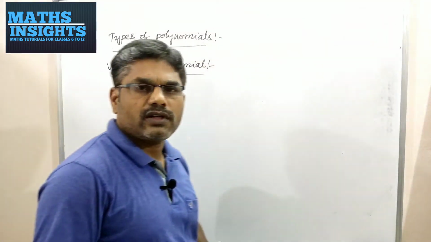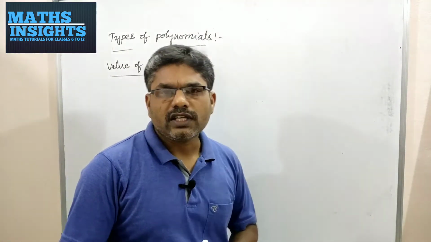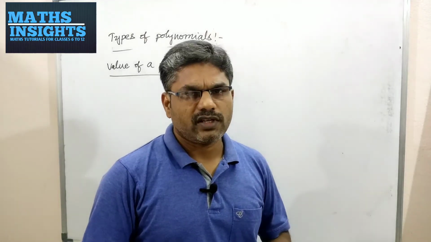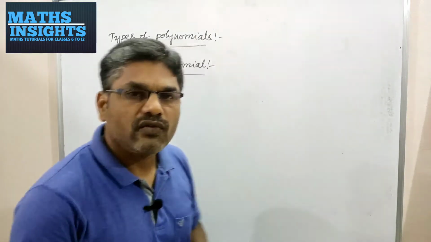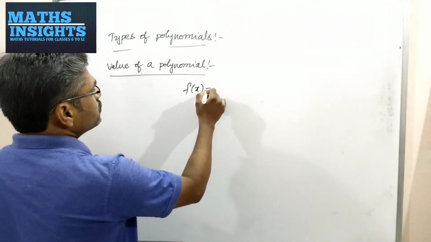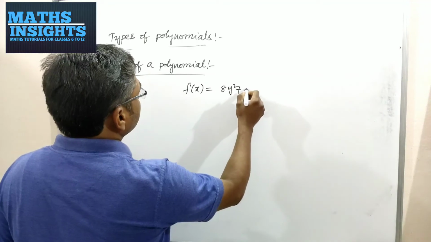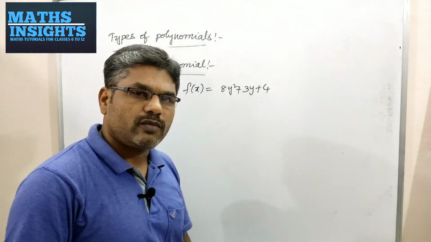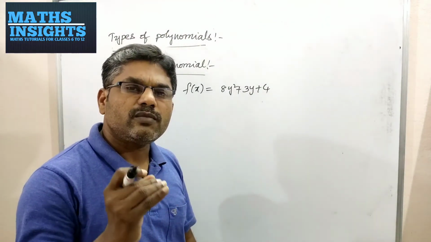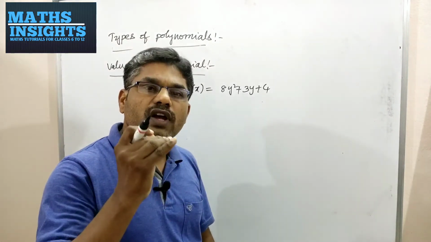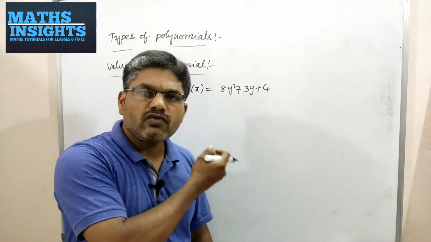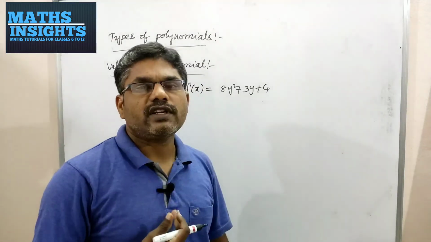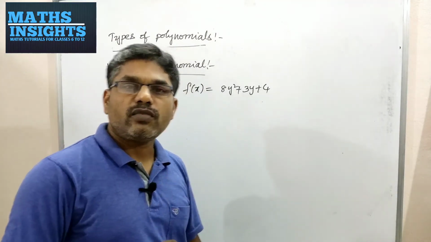What is the value of a polynomial? I am taking a polynomial. Polynomials are named as f of x, g of x, h of x, whatever it may be. Say I am taking f of x is equal to 8y square plus 3y plus 4. This is a polynomial and I want to find the value of this polynomial. Here, the value of the polynomial means we will substitute one value for the variable involved. The variable involved here is y. I may take different values for y and substitute, then I will get a final value. That is the value of the polynomial.